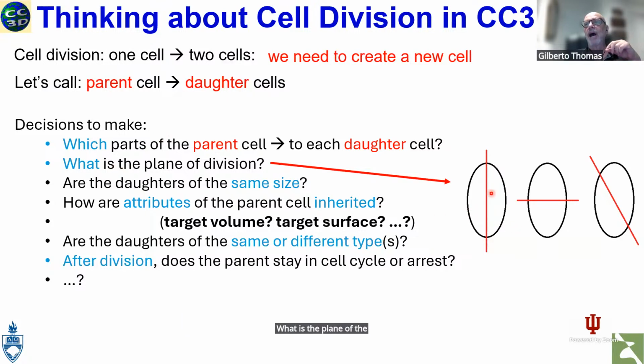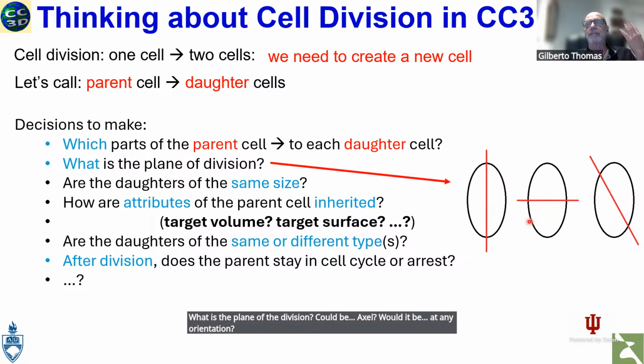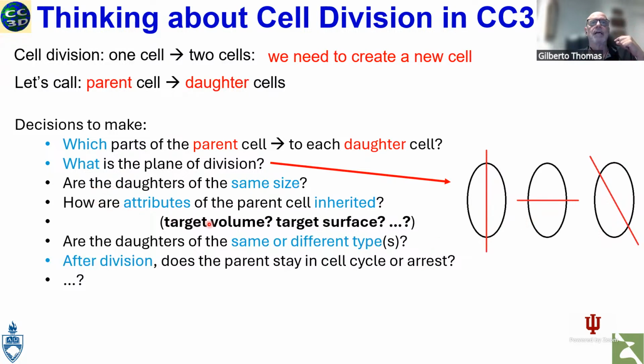Could it be axial? Could it be at any orientation? Could it be medial? No? And after division, do the resultant cells have the same properties and behaviors as the initial cell? Or after division, does the parent cell die or continue, entering a new cycle?